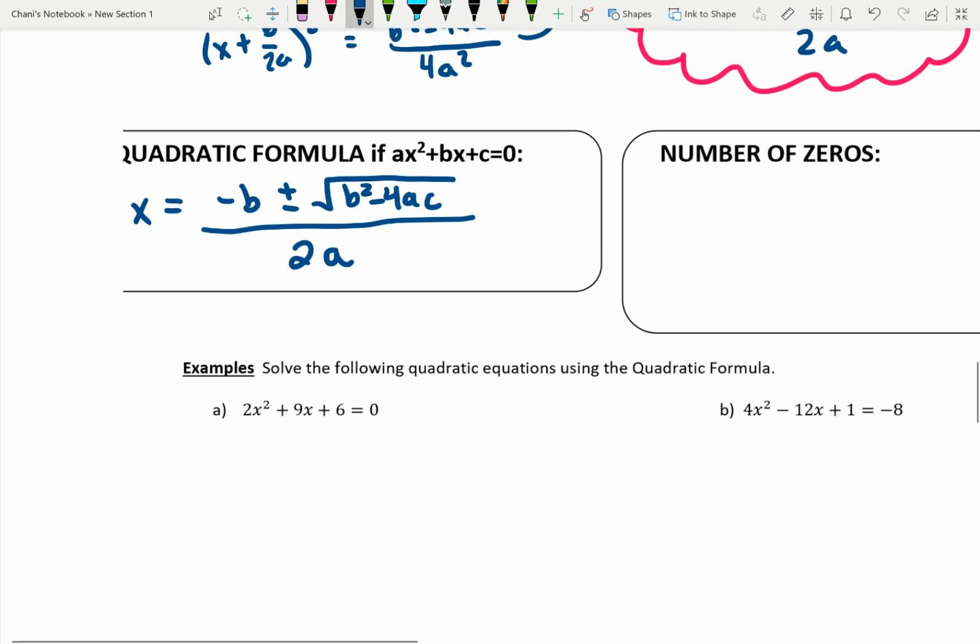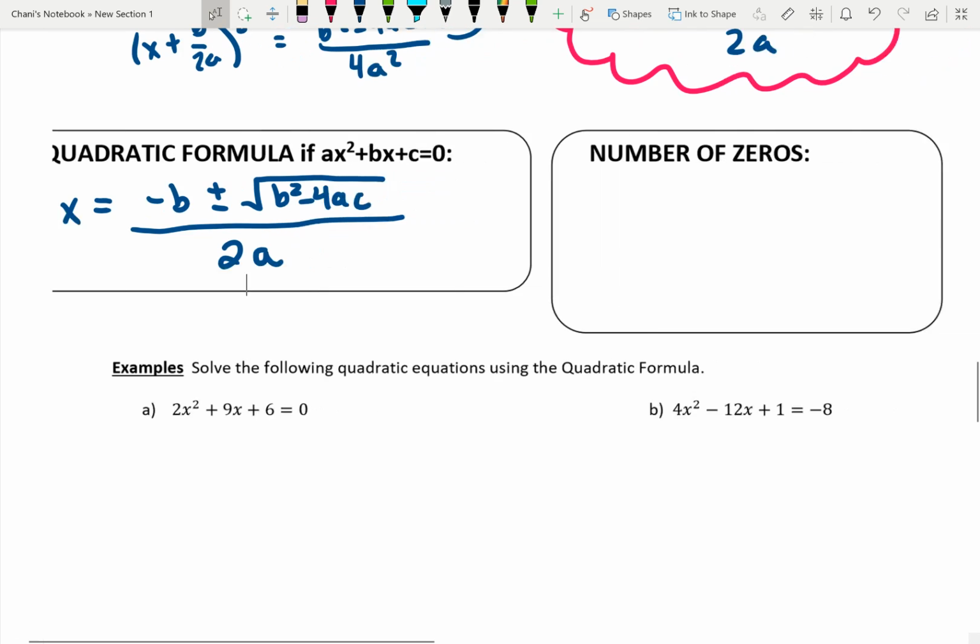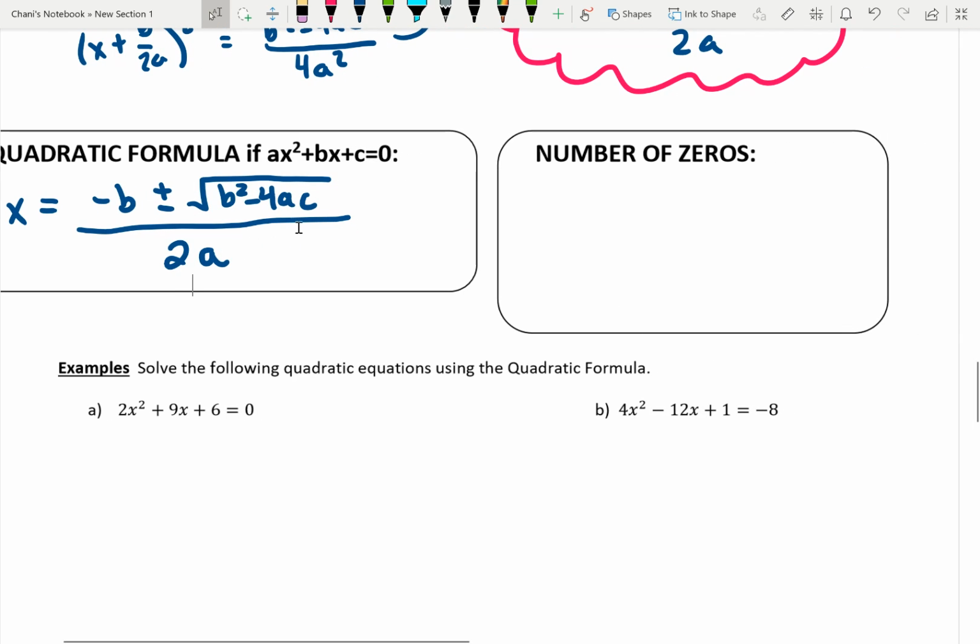So what determines how many solutions there are is what's underneath the square root, okay? Remember, you can only square root a positive number. So if this, which we call the discriminant, b squared minus 4ac, is the discriminant, which means it's the thing that discriminates. It discriminates if there's 1, 2, or no solutions.